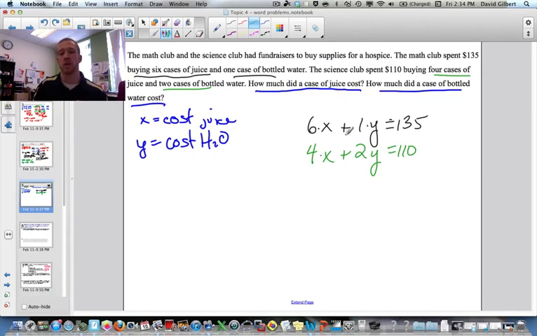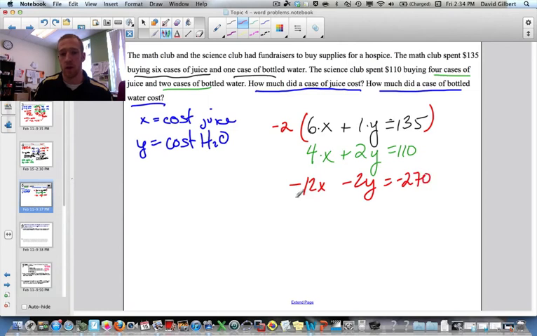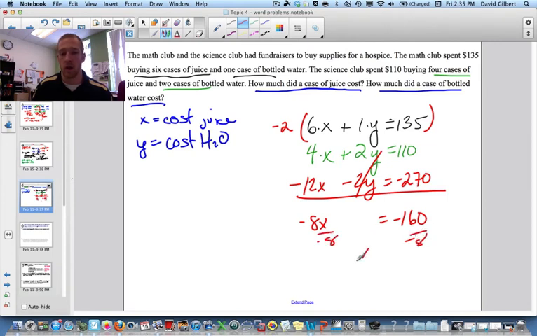Alright, so it's set up like this. Elimination is going to be the easiest method, I think. So I'm going to scale this top equation by negative 2 so that I can get it to cancel with the 2y. So I have negative 12x minus 2y equals negative 270. That gives me negative 8x. That cancels, and this gives me negative 160. Divide both sides by negative 8, and we get x equals 20.